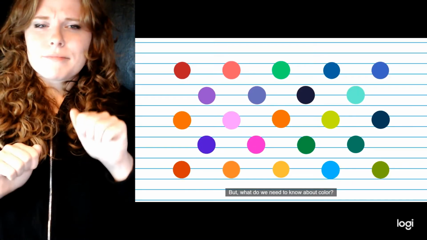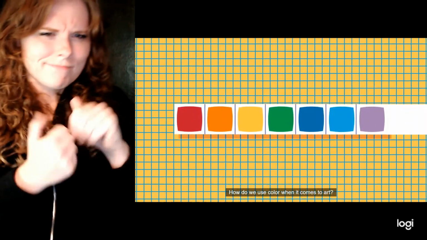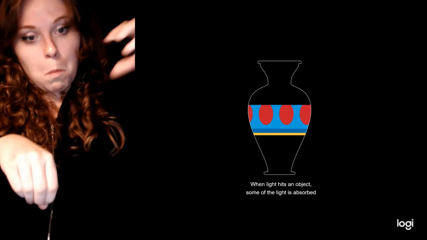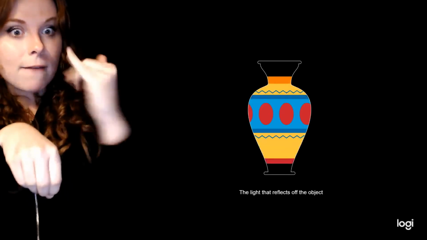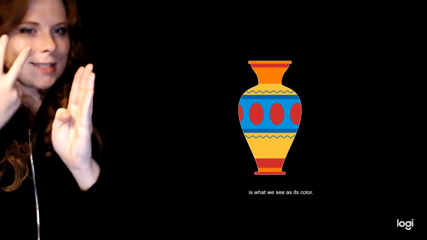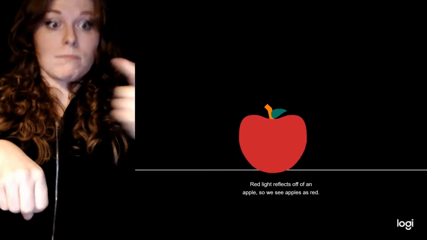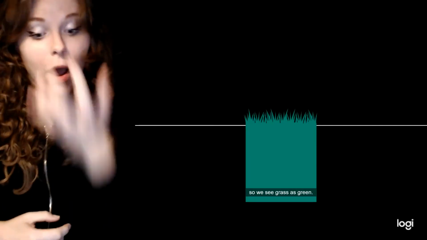But what do we need to know about color? How do we use color when it comes to art? When light hits an object, some of the light is absorbed, and some of the light is reflected. The light that reflects off the object is what we see as its color. Red light reflects off of an apple, so we see apples as red. Green light reflects off of the grass, so we see grass as green.